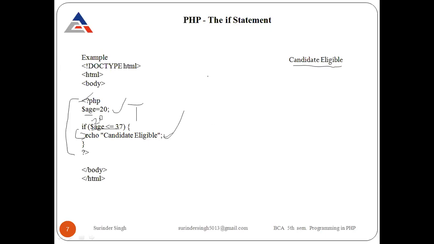It executes this statement: candidate eligible. But suppose we have the value 38 in the age variable. Then 38 less than or equal to 37 is a false condition, so it returns false. The if is false, so it will not be executed, and the program simply terminates. Clear? It will show nothing to the user. Because we have only one decision on the basis of the condition, that is, if the condition is true, we print candidate eligible, and if the condition is false, there is no action to perform. Clear?